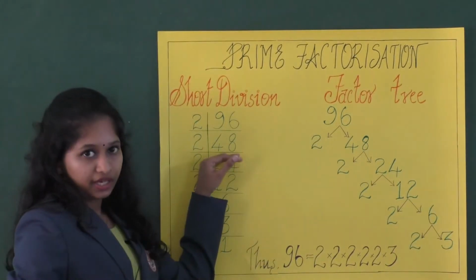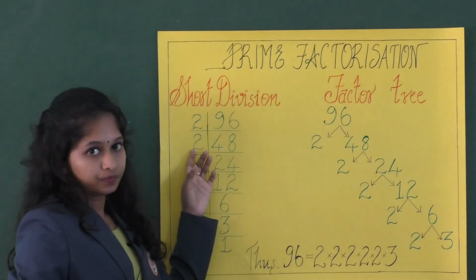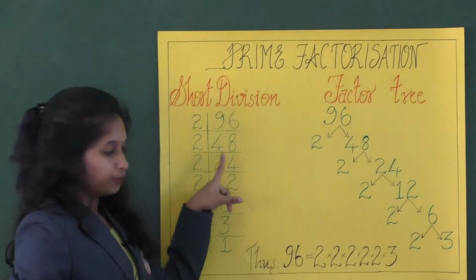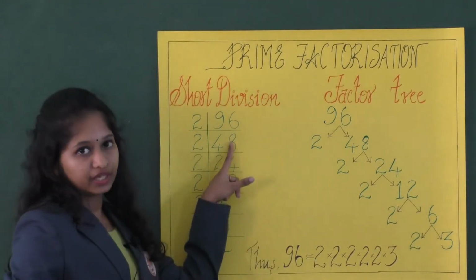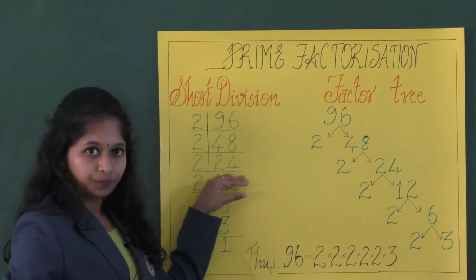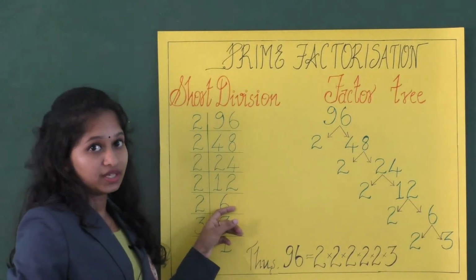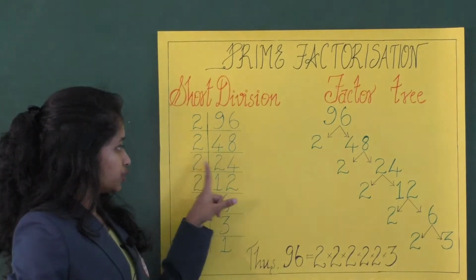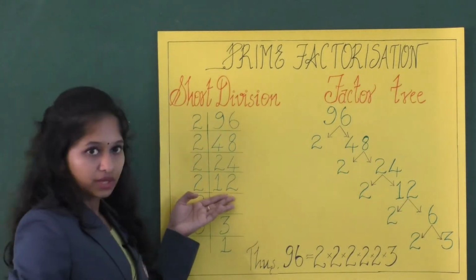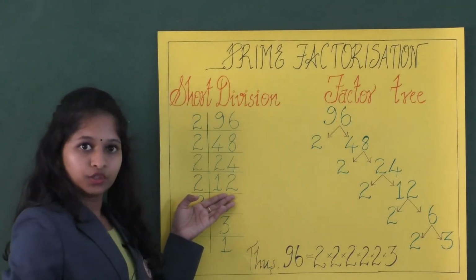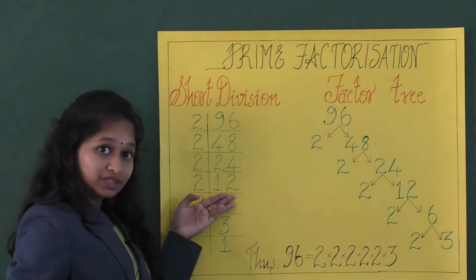Again, look at 48. 48 is divisible by 2. 2 2s are 4. 4 2s are 8. That means 24 into 2 is 48. Now look at 24. 24 is divisible by 2. How many times? 12 times. 1 2 is 2. 2 2s are 4. That means 12 2s are 24. Again look at 12. 12 is divisible by 2, 3, 6, etc. Right? So the least number is 2.